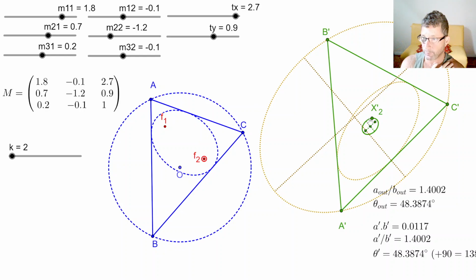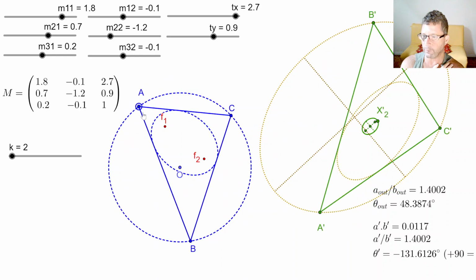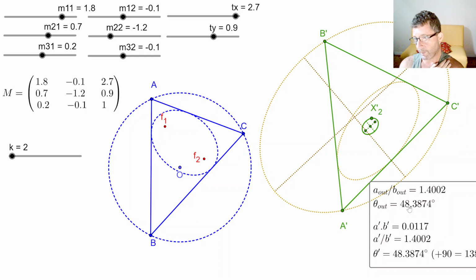Now, what I'm also showing is x2 of A prime, B prime, C prime, which moves as expected along a conic, in this case, a small ellipse, okay? And I'm also reporting down here the ratio of semi-axes of this green locus here. You can see that 1.4002 is the same as the ratio of semi-axes of the outer conic, and the angle that its major axis makes with the horizontal, which is 48.38 degrees in this case, copies that of the outer conic.